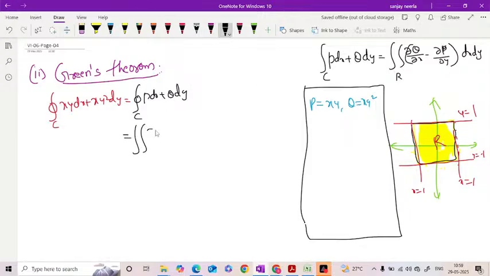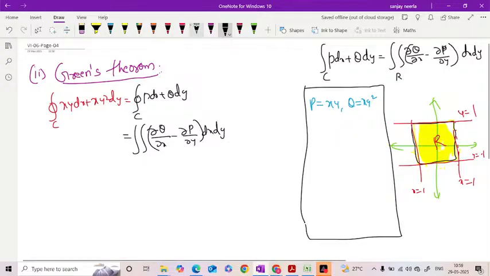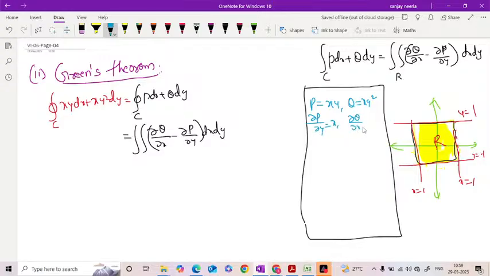It is the double integral of dou Q by dou x minus dou P by dou y into dx dy. Now dou P by dou y, after differentiating, we will get x, and dou Q by dou x we will get y square. So after substituting, the double integral of y square minus x dx dy.